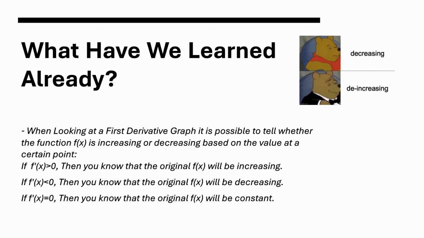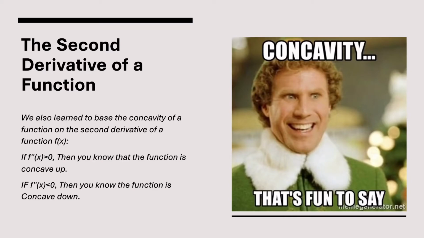But more so on the idea of the first derivative graph, we also learned about the second derivative of a function. You knew that based off of the second derivative, if it was greater than zero, it would be concave up, and if it was less than zero, it was concave down.